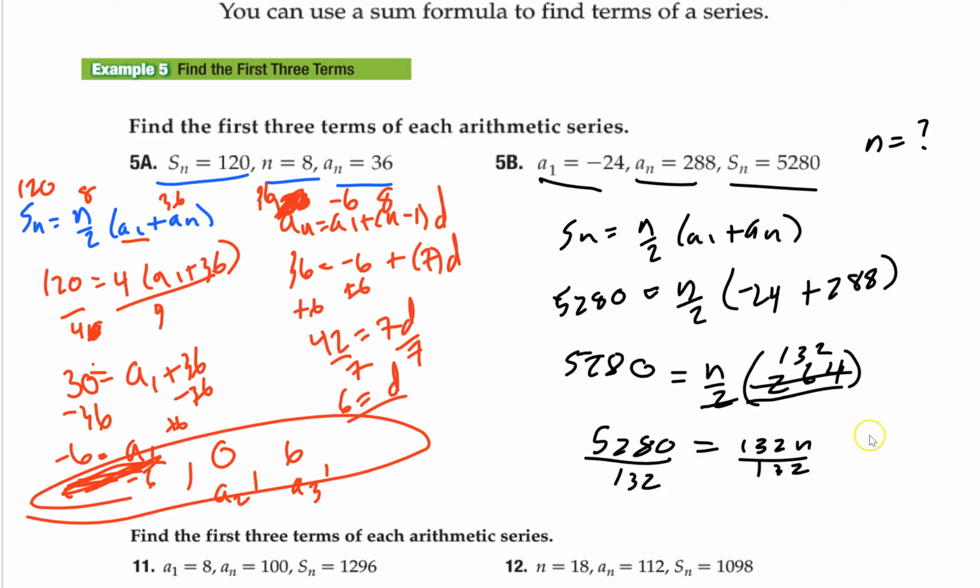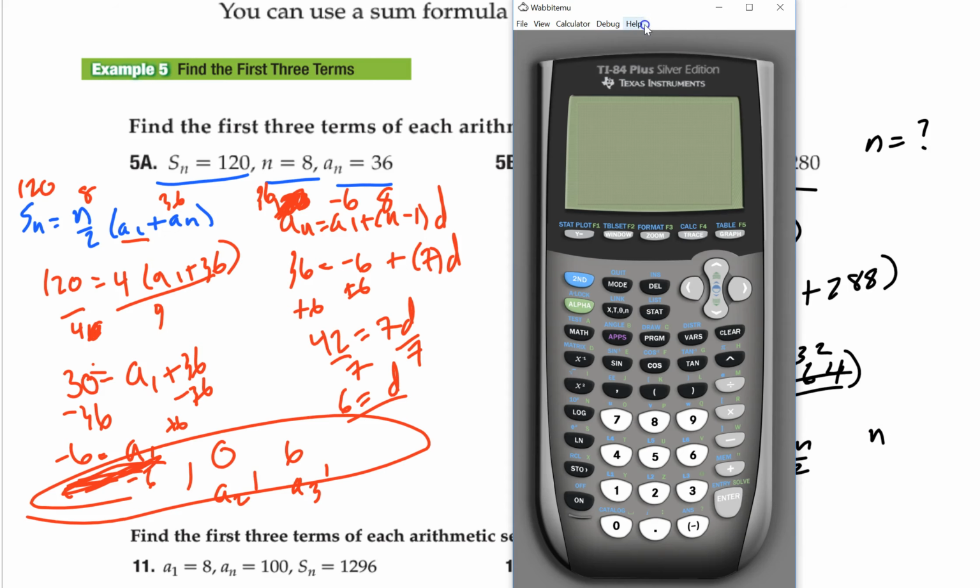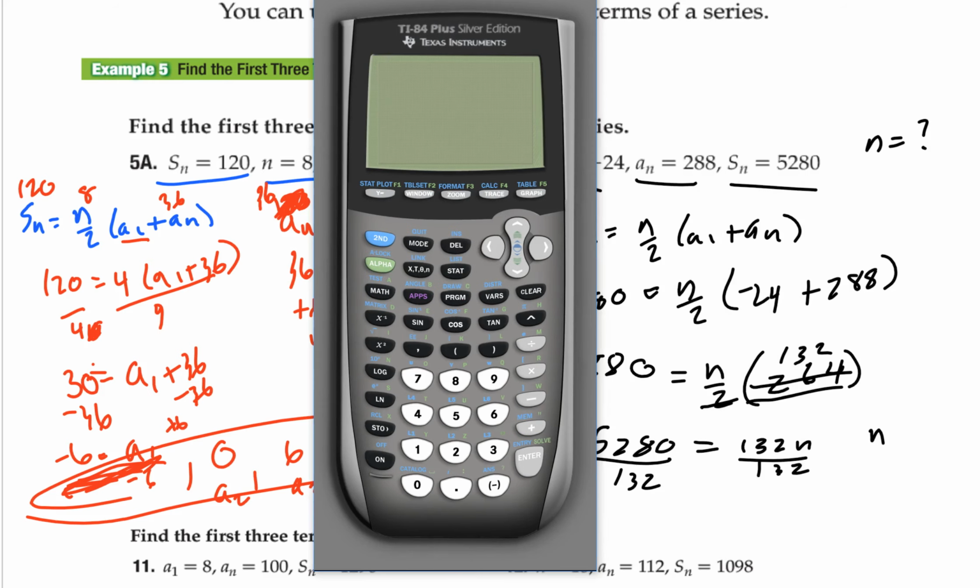About 132. I believe you get 5 or 15. Let me use the calculator because I'm making a joke of myself right now. So let's see, and I get 5280 divided by 132. 40.